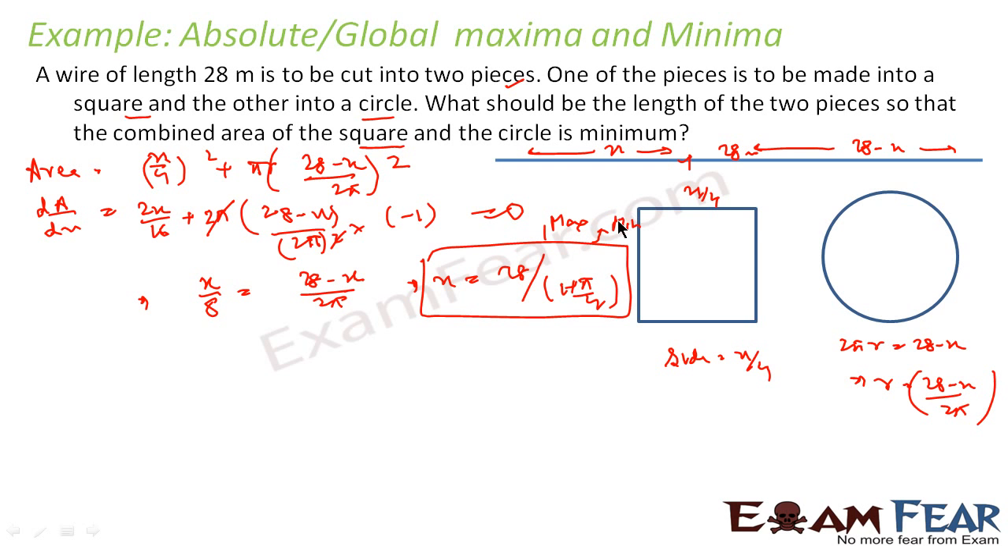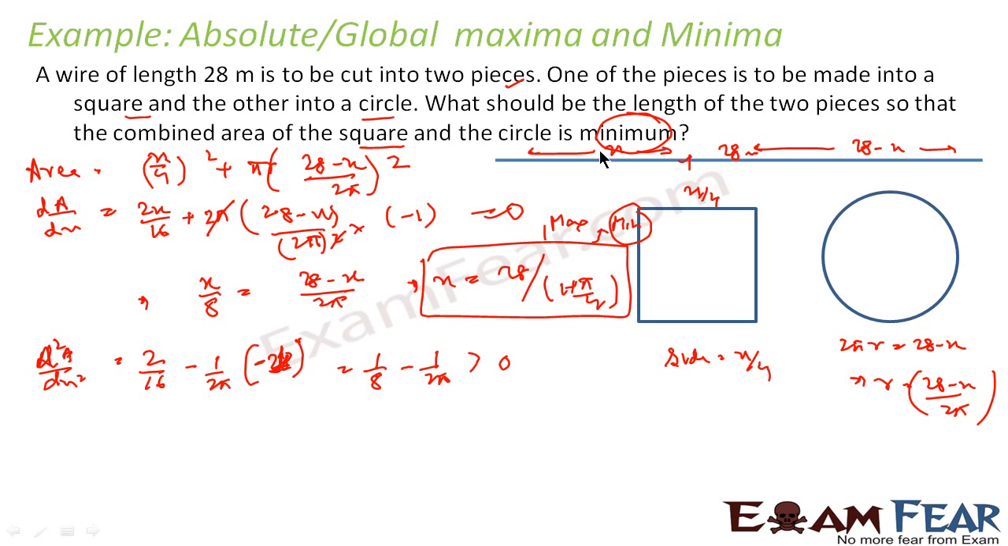So let's find the double derivative of A. This is d square A by dx square. That will be equal to 2 by 16 plus 1 by 2 pi into the derivative of (28 minus x), which gives 28 minus 1. So this is nothing but 1 by 8 plus 1 by 2 pi, and it is always greater than 0. Correct? This is greater than 0, that means I am talking about minima, and that is what the question is asking.